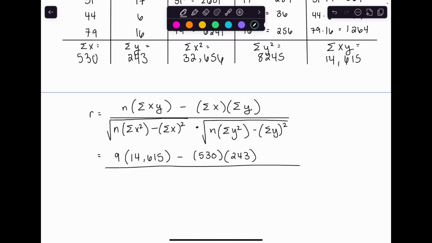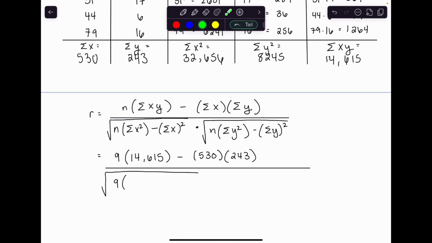And then in the bottom, I've got 2 big square roots. My first one is going to be n, which is 9. The sum of x squared is 32,656. And then here, this is the sum of x squared. So I want to take this value and square it. So we're going to subtract 530 squared.